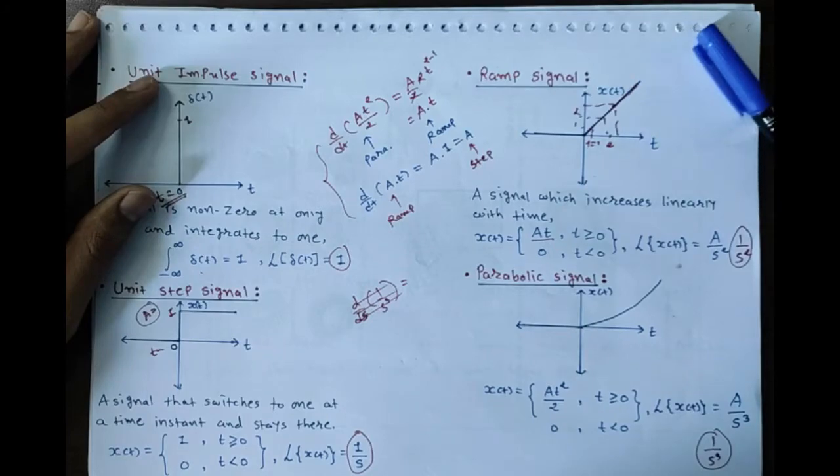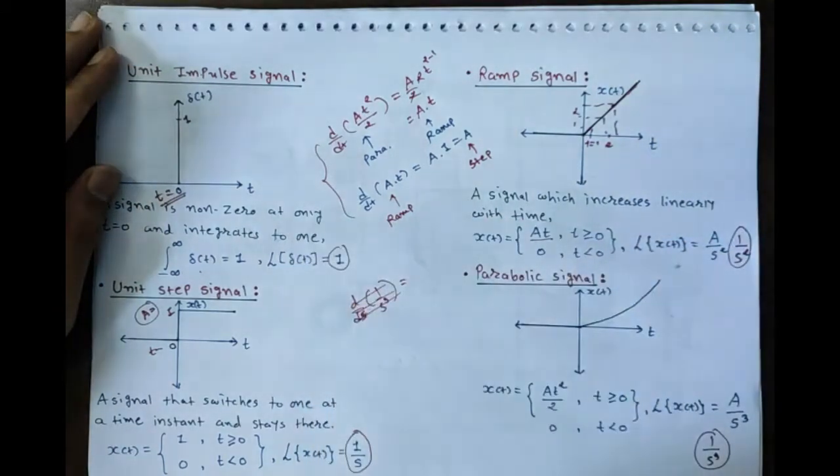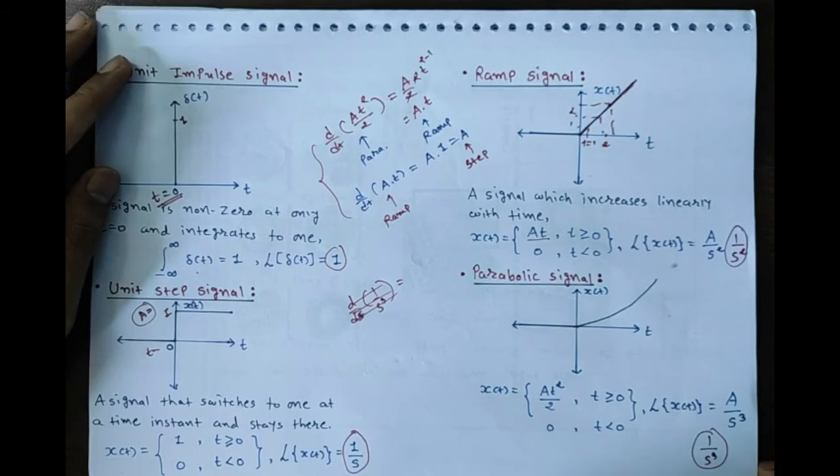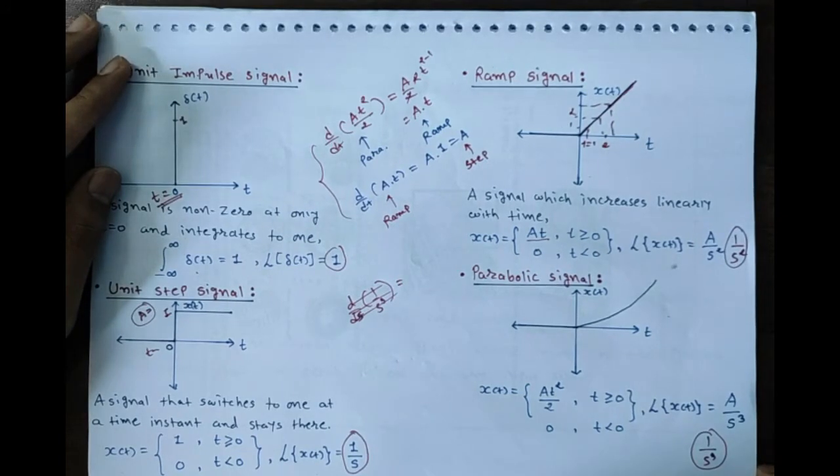So this is all about today's lecture, that is the standard test input signals. From the next lecture we are going to start the first order control system when it is subjected to a unit step signal, unit ramp signal, and unit impulse signal.